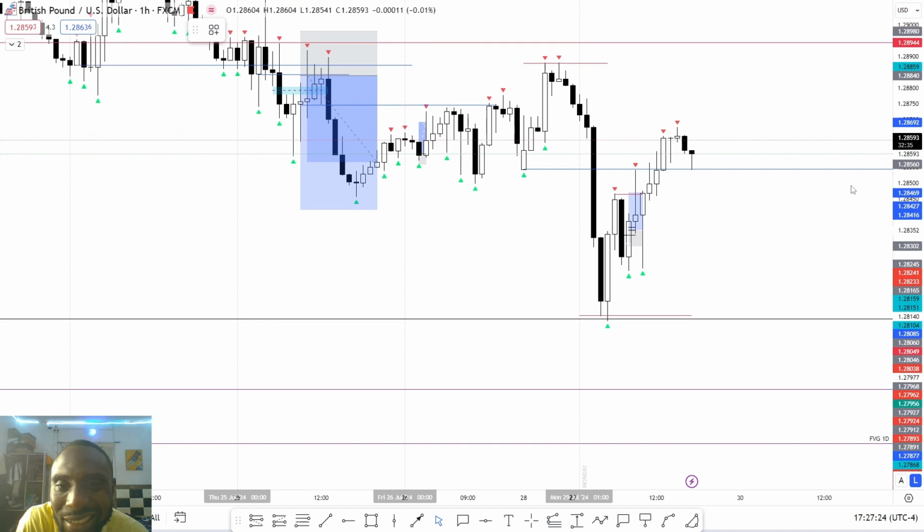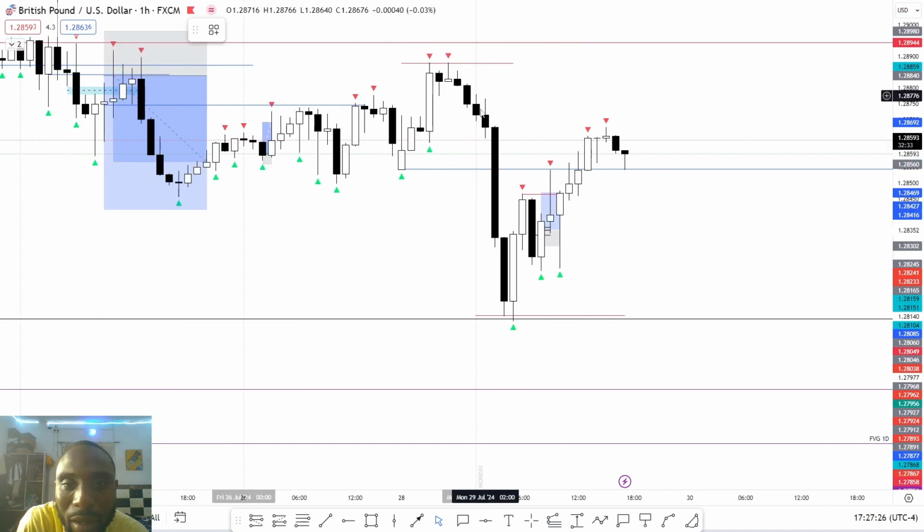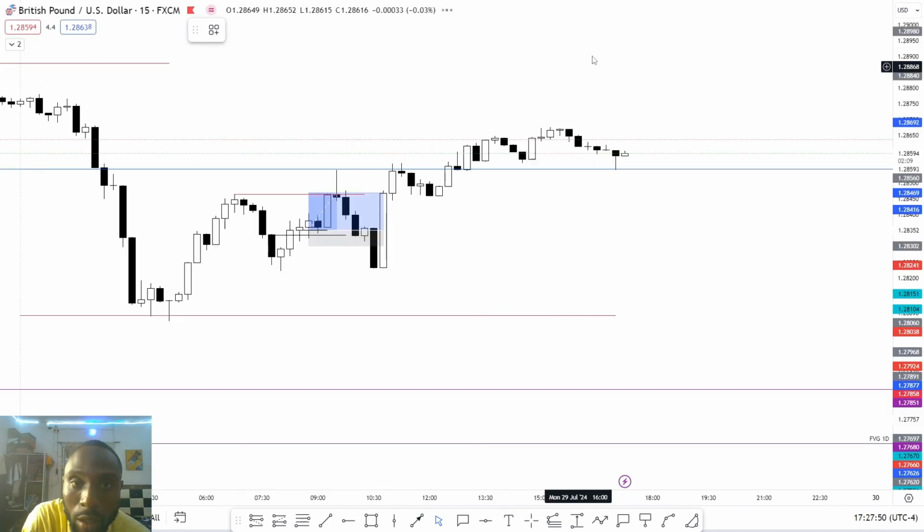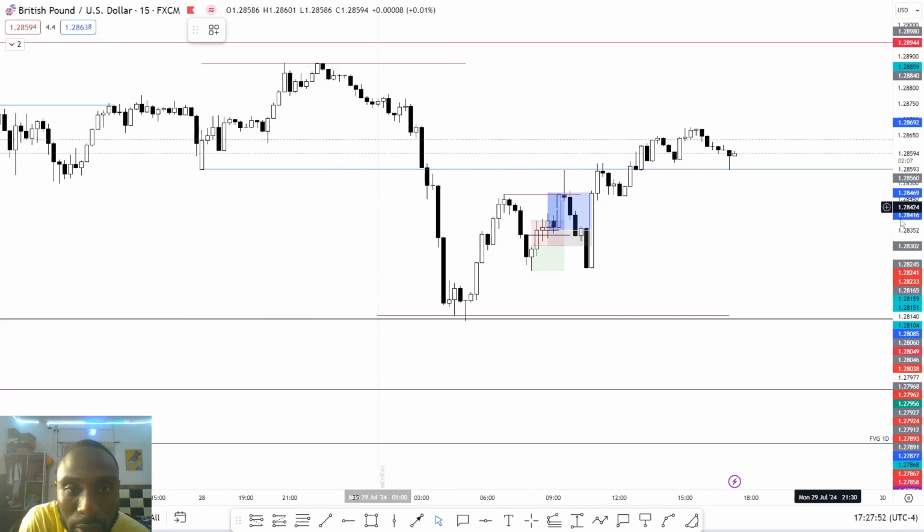But I can't see any reason to take a trade after price took this high. There was no entry. If I was looking for an entry, I'd be looking at this gap in conjunction with this pin bar candle or another block. So I'll be expecting a reaction here. But let's drop down to the 15 minutes.